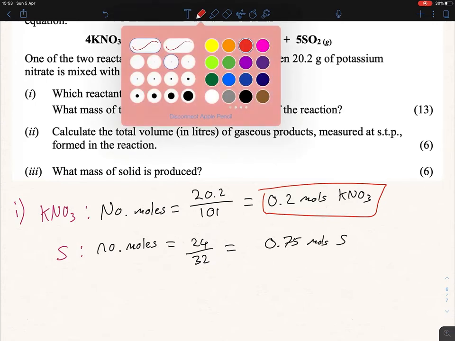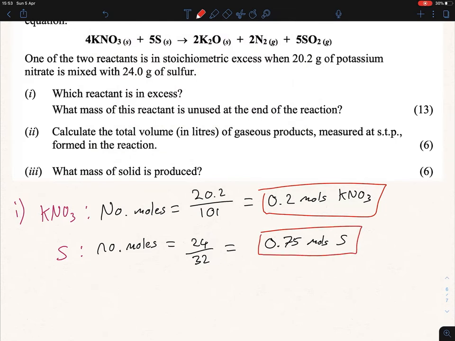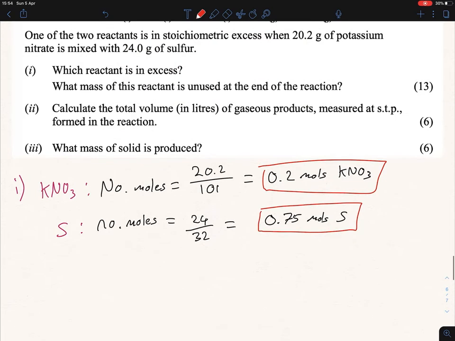Whichever has the higher number of moles, that is the one that's in excess. Okay, so actually in this case, sulfur is in excess. It had a greater number of grams, a higher mass, and it's also in excess in terms of the moles. But I can't stress this enough: it is the number of moles that determines if a reactant is in excess, not the mass. So sulfur is in excess.